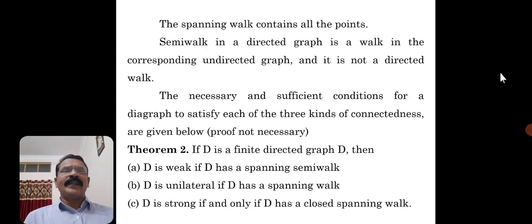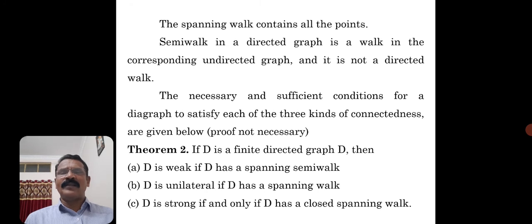Next, another idea, that is spanning walk. The spanning walk contains all the vertices of the digraph. It is called a spanning walk. For example, in case of a graph, a Hamiltonian cycle is one example of a spanning walk, containing all vertices of the graph.